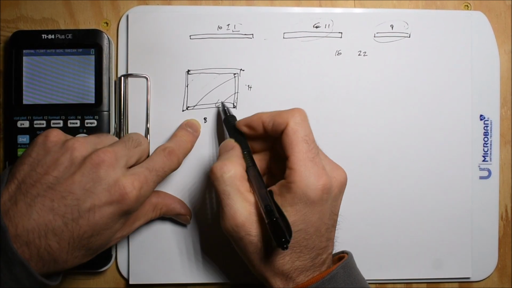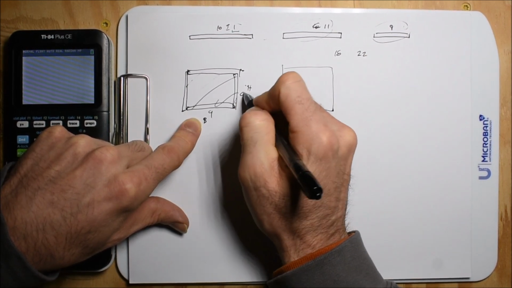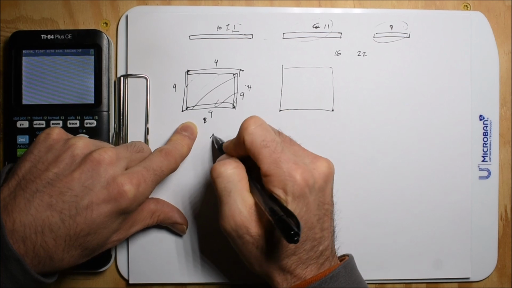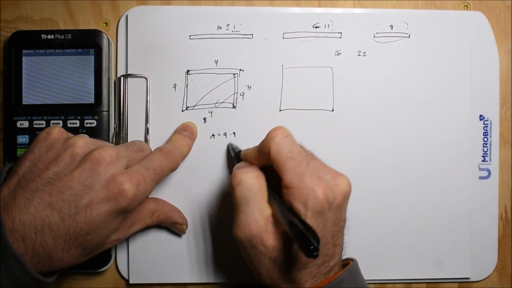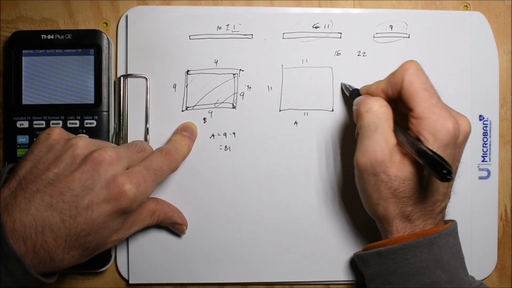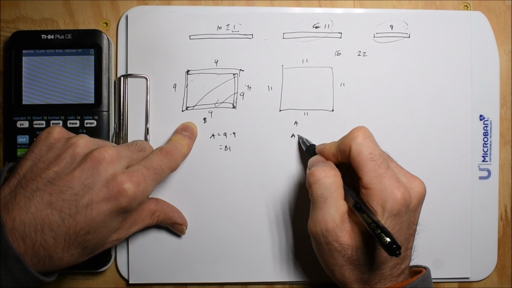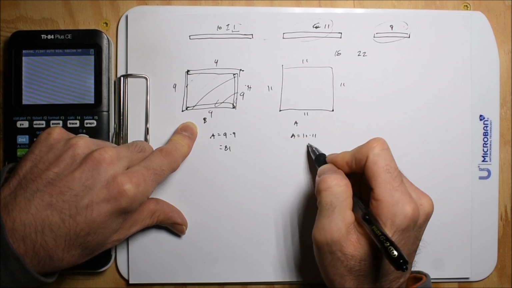So you might have a small one and a big one. These might all be 9. So now the area of this is 9 times 9, that's 81. And the area of this is 11. These are all 11s, because they might be on the big side. And the area is equal to 11 times 11.